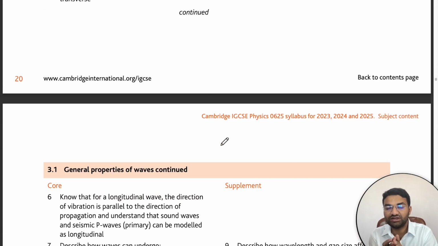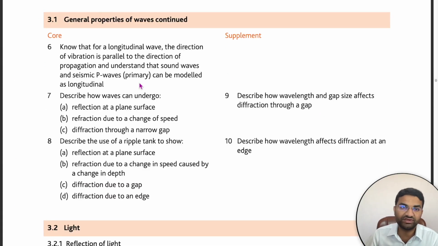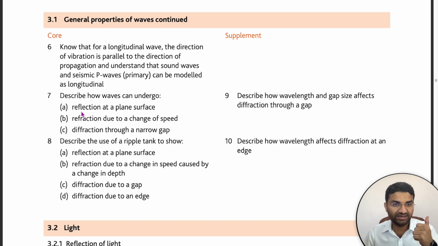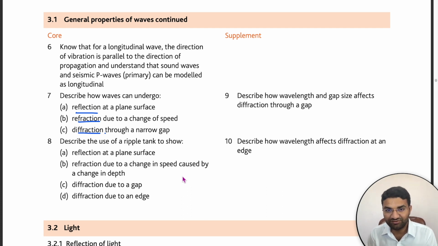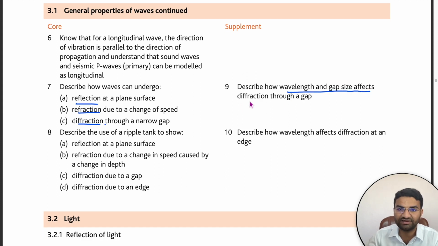Numericals are there for an extended student. For both the core as well as extended student, they have to learn different types of waves: P waves, S waves, longitudinal waves. You have to learn reflection, refraction, diffraction, and concepts related to those topics. Then for an extended student, they have to learn problems relating to wave speed, how wavelength and gap size affect the diffraction through the gap, and how wavelength affects diffraction.